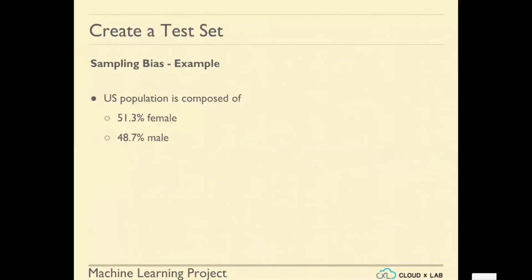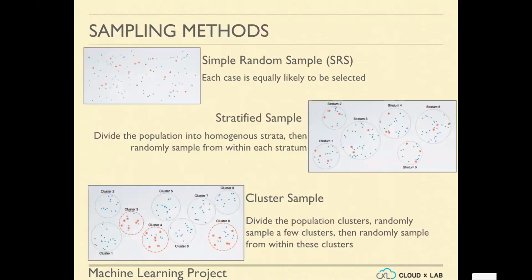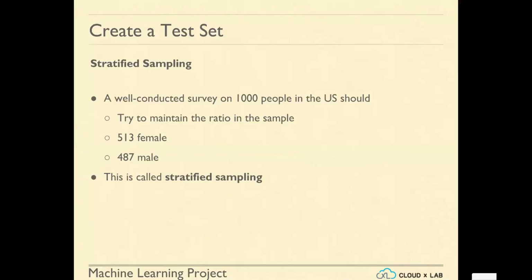Let's say the US population is composed of 51.3% female and 48.7% male. A survey was conducted on 1,000 people in the US. In the US, we should try to maintain the ratio in the sample as this to this, 513 to 487. A well-conducted survey must retain this kind of ratio, and it should not happen that a certain part gets skipped just because it is lesser in size.